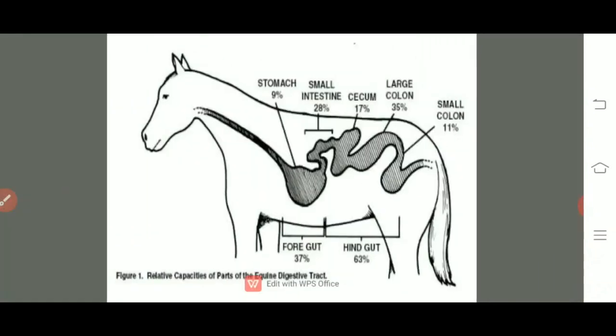Here is the digestive system of the horse. Here we will see the stomach, only one chamber. Okay, here is the caecum and here is the large intestine.